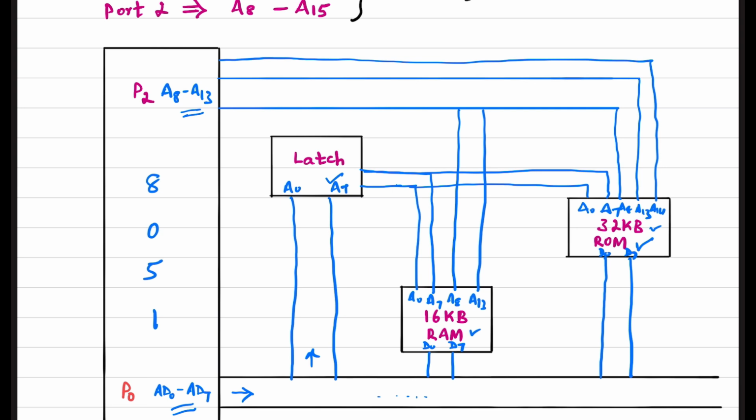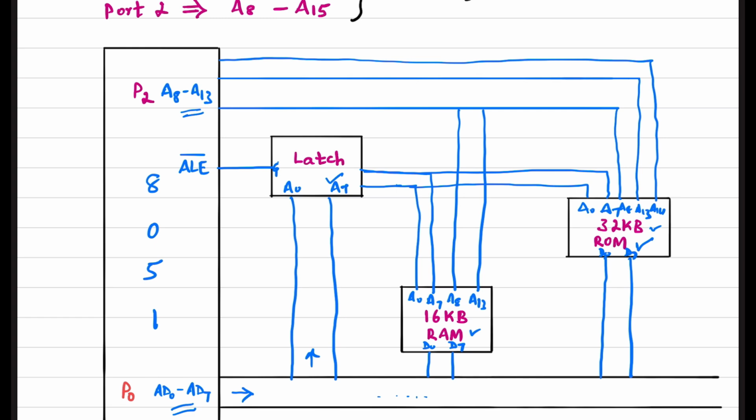Now in order to enable the latch to store, there is one exclusive pin available in 8051, that is called address latch enable, ALE, which will be connected to the latch here. Whenever a low is introduced in the timing of the ALE, the address will be latched, and further that address will be available to address either the RAM or the ROM based on the requirement. So the latch is over.